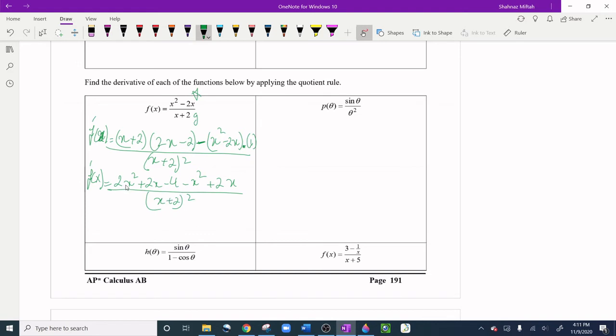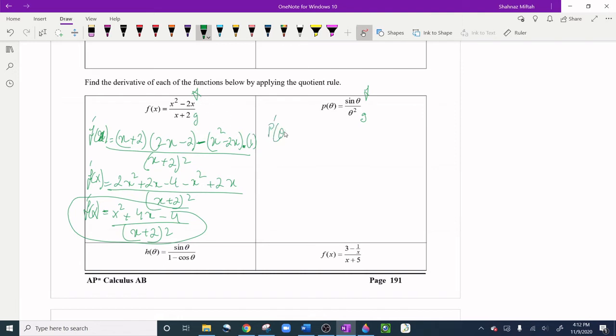Combine like terms. 2x squared subtract x squared is going to give me just 1x squared. Then 2x and positive 2x is going to give me plus 4x, and I have minus 4 over x plus 2 whole squared. And this is my answer. I can't do anything else. Done. For this one, I would let you guys do it because this is f and that's g, and we can solve this. Okay, let me do it then.